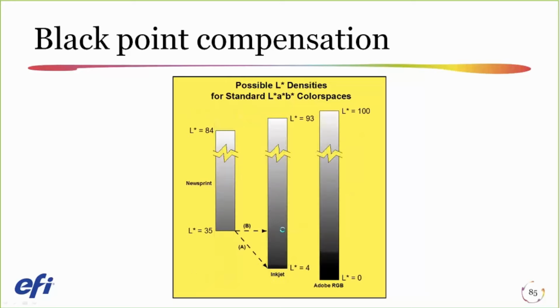Now, how about if I'm going the opposite direction? I've got an image that was converted to newsprint, and I'm now going to print it on my inkjet printer. If I say black point compensation yes, it will expand the tonal range somewhat and be able to take advantage of the fact that I can print darker on my inkjet printer than a newspaper can print on their newspaper media. If I say black point compensation no, it simply prints that darkest value, L-star value 35, and we all know how dark a newspaper looks, not very. That's how dark it will be on my inkjet printer.